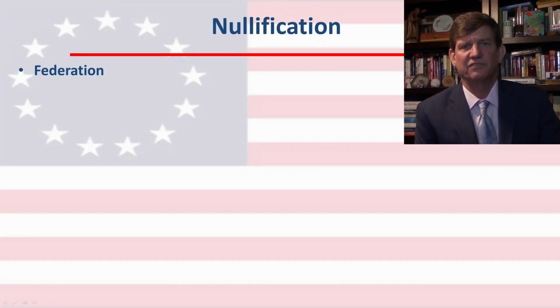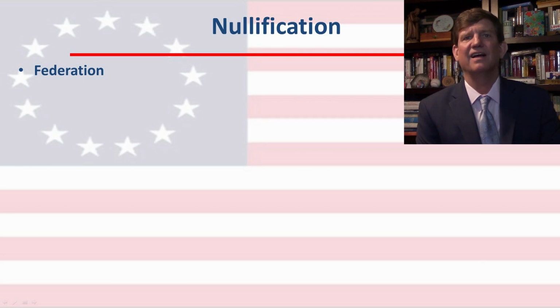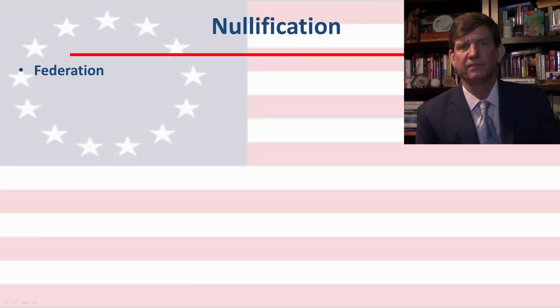The United States of America was a federation. The Constitution of the United States of America established a federal government in which the central government shared power with the states. How should that sharing work out? What was the ideal and what was the real?